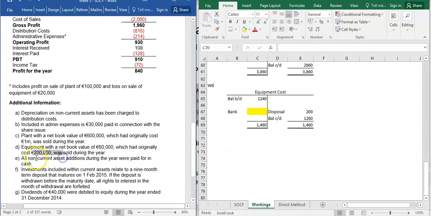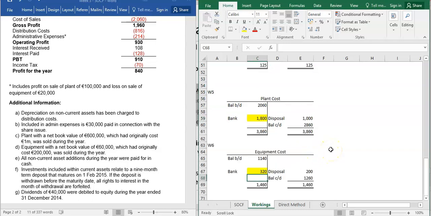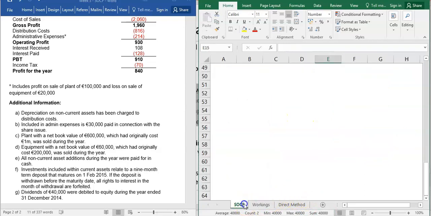And you're told all non-current asset additions were paid for in cash. So there's no amount owing for property, plant and equipment at the year end. So you must have credited bank and debited equipment, the amount of the acquisition, 320, 320. So that is the acquisition of plant or equipment, should I say, during the year. And we've already calculated in working 3, the disposal of equipment during the year was plus 40,000. So you have a lot of the stuff done as you go through.